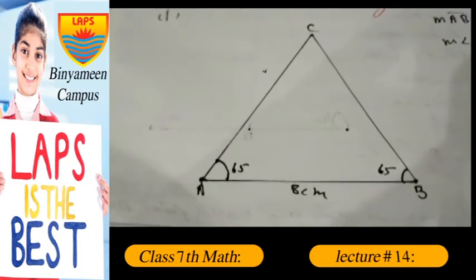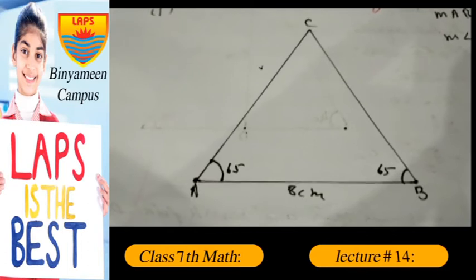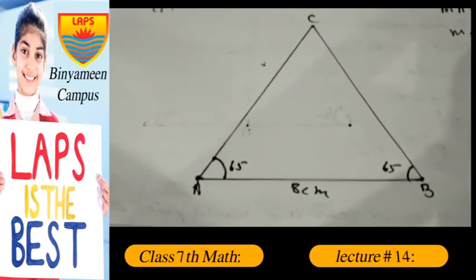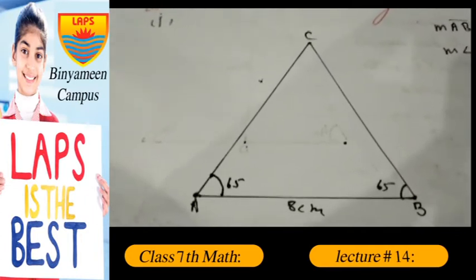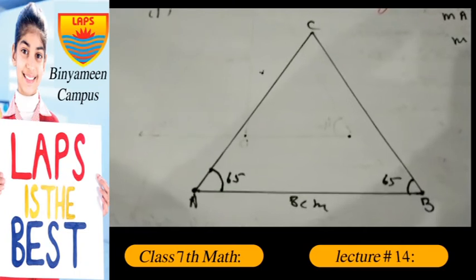And step 4, extend the arms of these angles so that they intersect at point C. Triangle ABC is the required isosceles triangle.